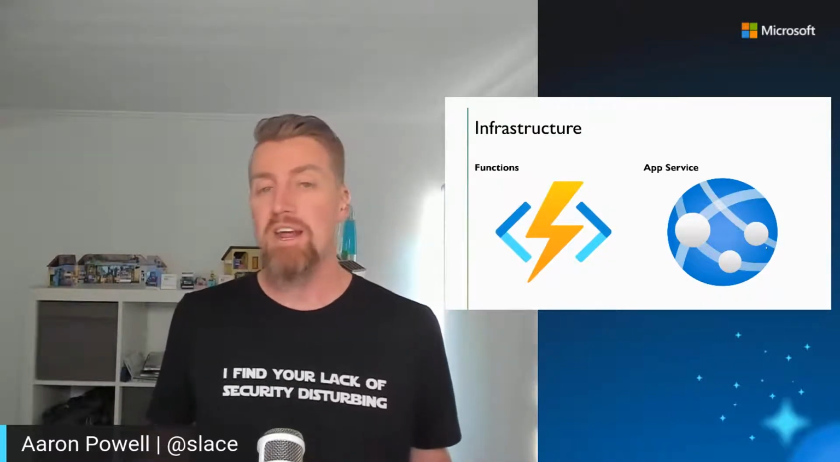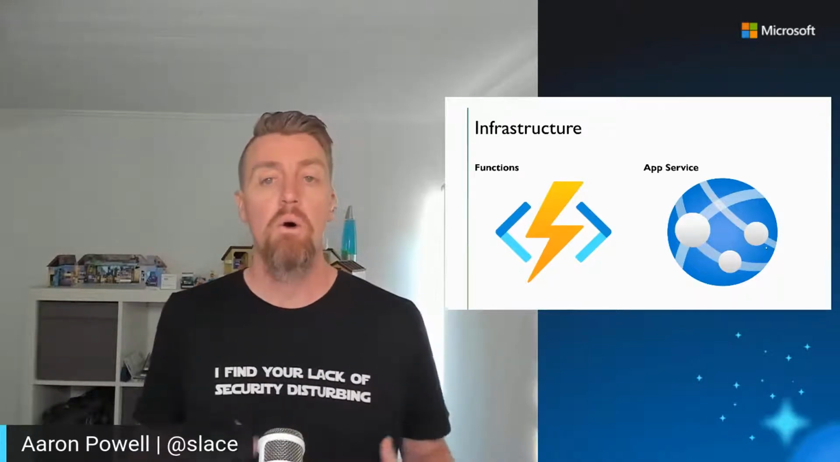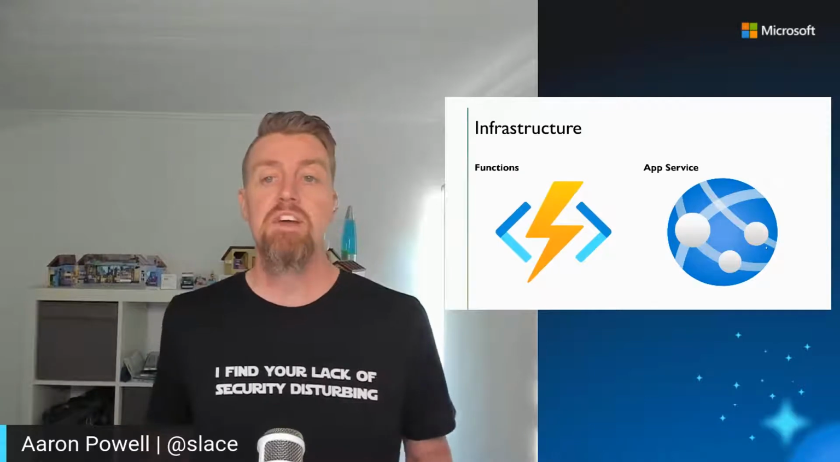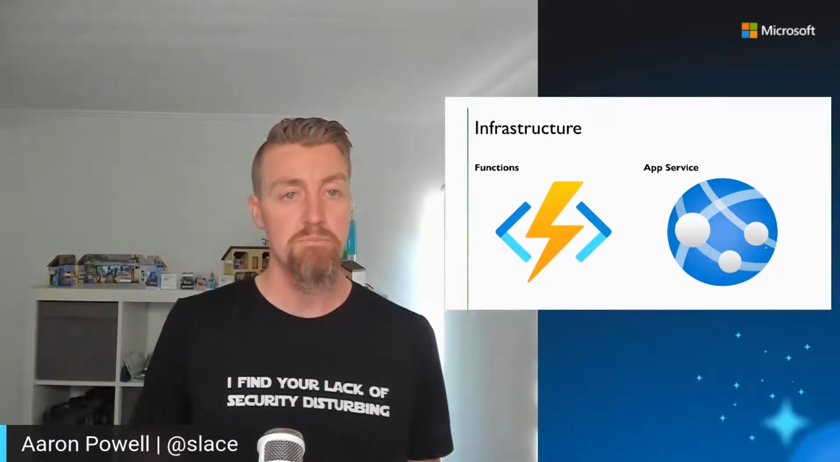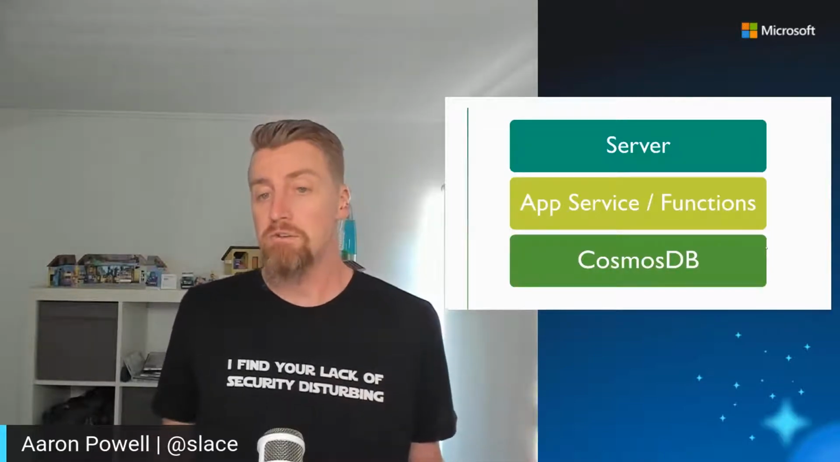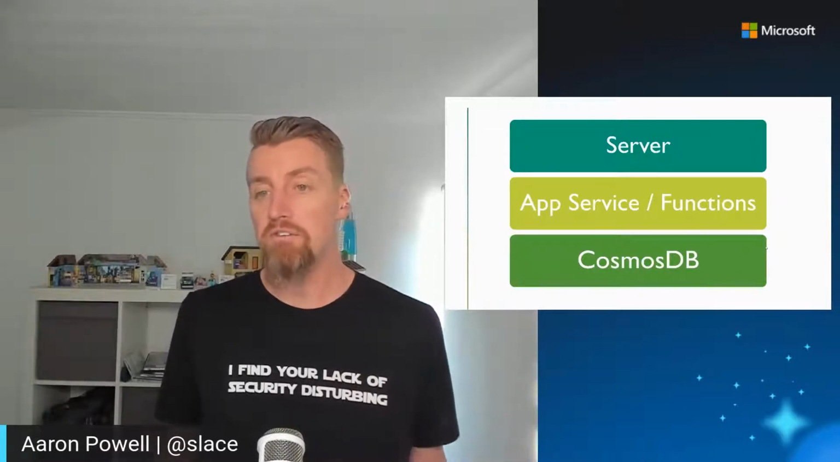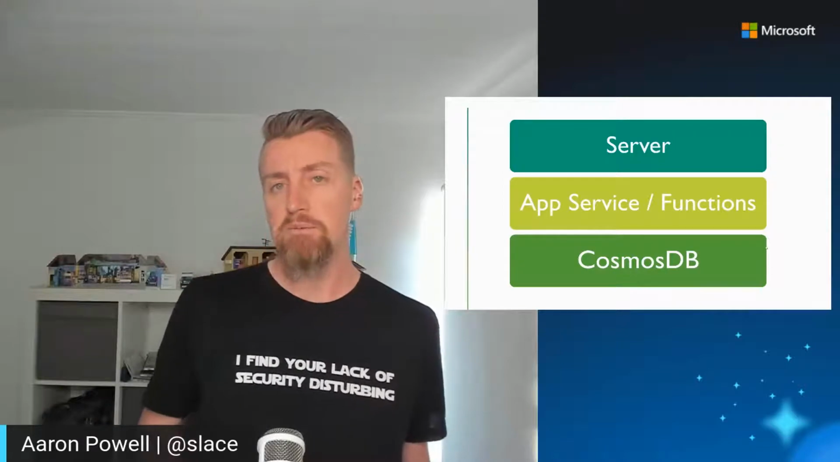These are two options that I would look at first before going down the route of rolling my own virtual machine or going into a containers approach, because I think both of them can be used really effectively for building a GraphQL endpoint and then communicating through to our downstream services. So we've got Azure Cosmos DB working with App Service or Functions. What about the server implementation?